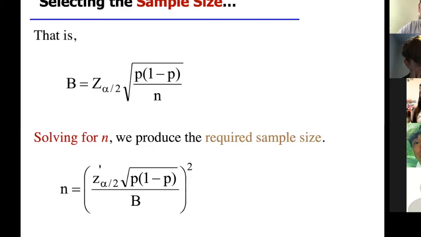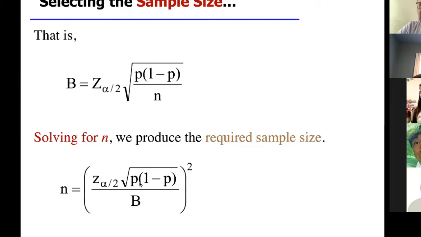We do know this, that's our confidence level. We actually determine this. We also know B. B is essentially half of the interval width, right? So we know that as well. That's nice. We know this and we know that.